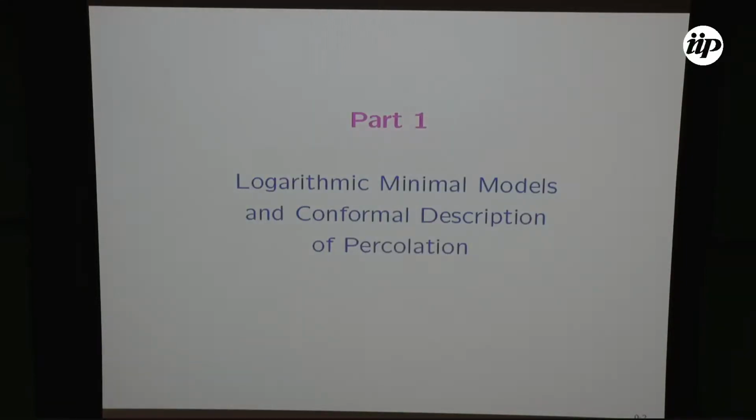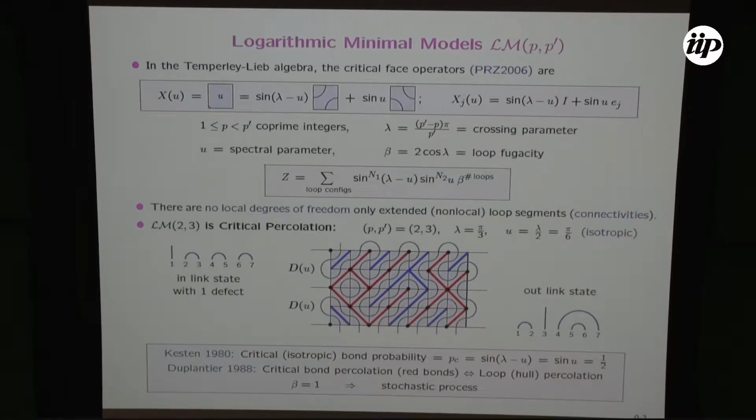So let me start by describing percolation as a logarithmic minimal model, and then I'll tell you about its conformal properties. As an integrable model on the square lattice, percolation is a special case of the logarithmic minimal models, which were introduced with my colleagues in 2006. It's a Temperley-Lieb loop model, so basically the faces can take two configurations, which you draw diagrammatically. You can work in a planar Temperley-Lieb algebra.